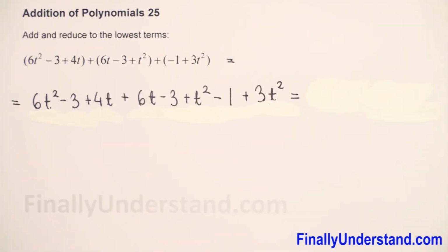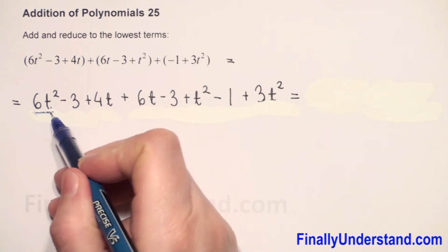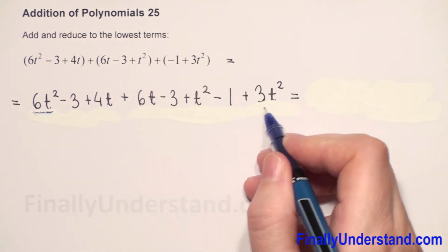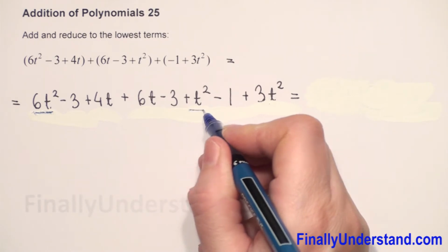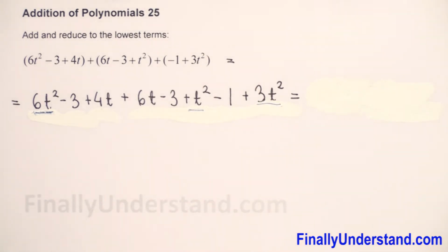Now we have to combine the like terms. We will start from the highest power. We have 6t squared. Next we have 1t squared and 3t squared. So how we do this?